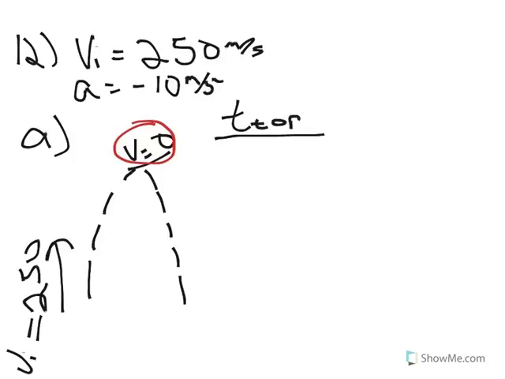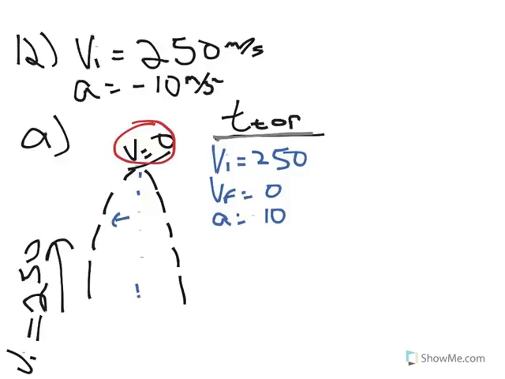So what we can do to answer question A, how long will it be in the air, is the first thing is we've got to figure out what the time to the top is, which is why that's here. We're going to find the time to the top. Okay, so how do we find the time to the top? Well, if we're just looking at this section here, then we know the initial velocity is 250, and the final velocity at the top is 0, and we know that the acceleration is equal to negative 10.